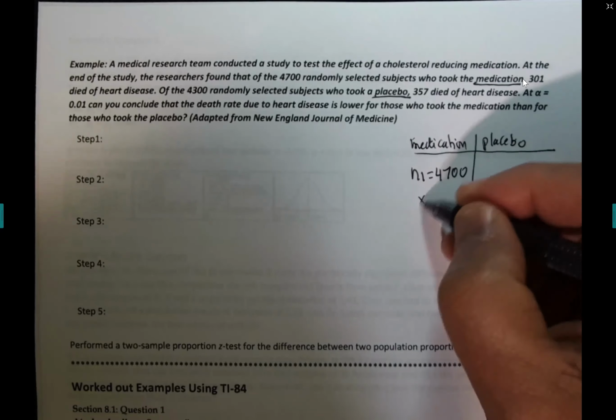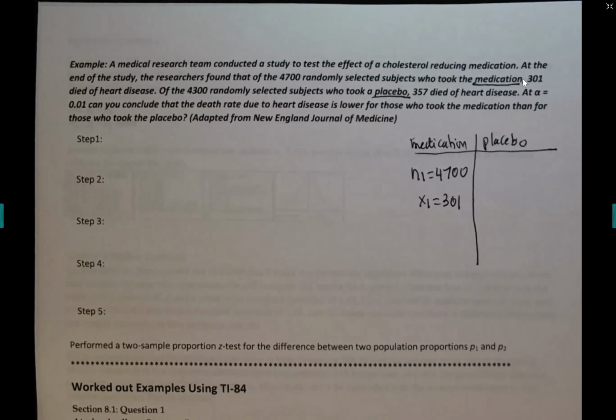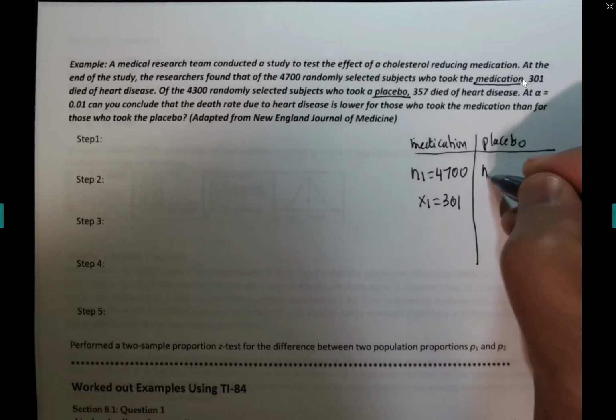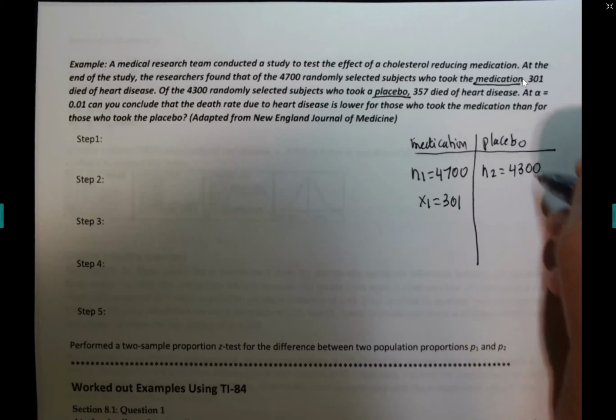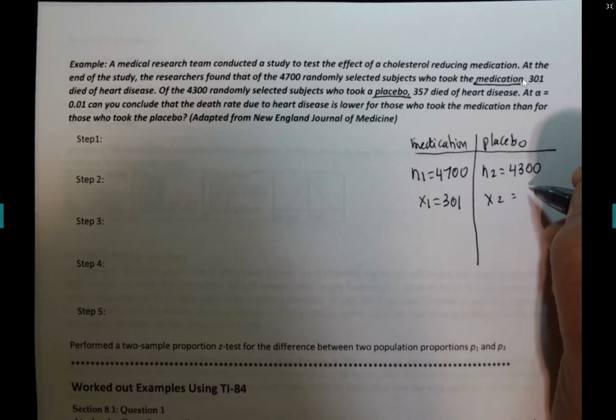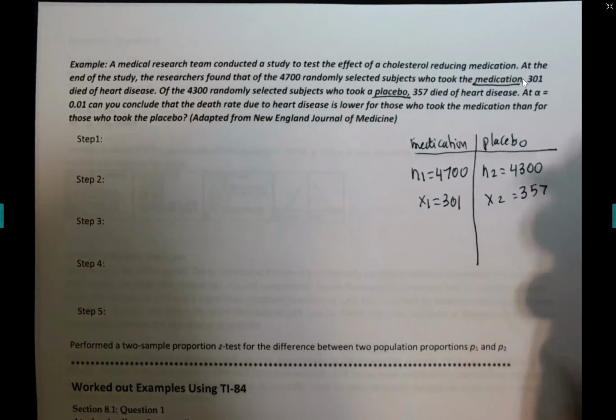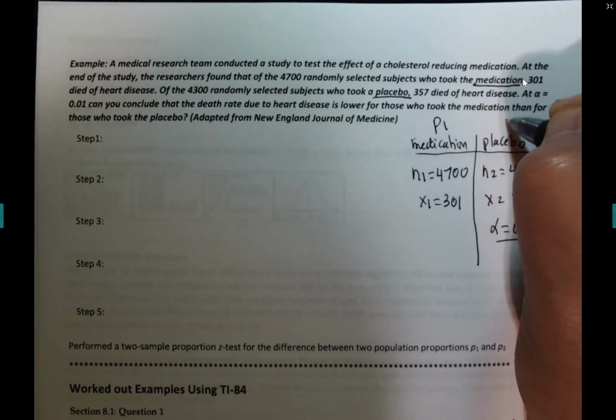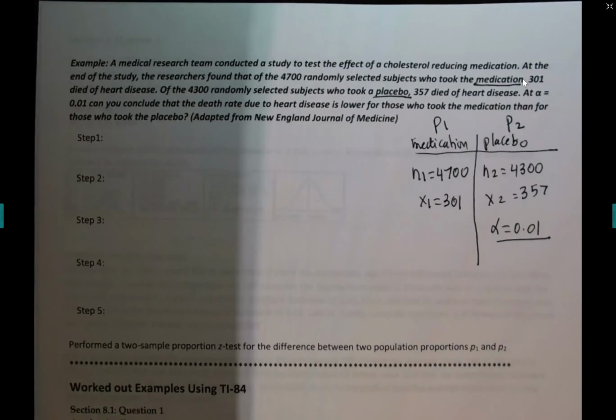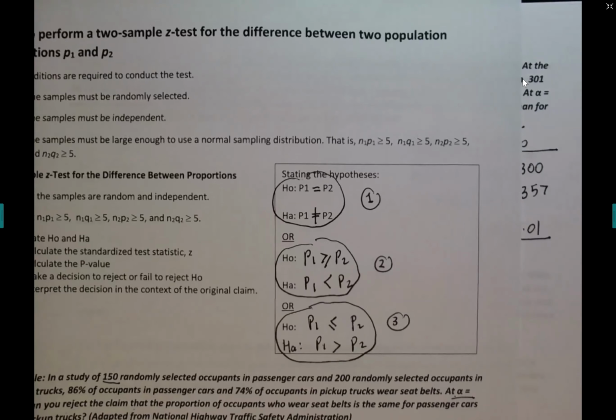301 died of heart disease. That's the number of successes, so x1 is 301. Of the 4,300, that's n2, how many died of heart disease? 357. He says alpha equals 0.01; you see, in the medical field, alpha goes low. That's 1%. Can you conclude that the death rate due to heart disease is lower for those who took the medication than those who took the placebo? So the medication is going to be p1 and placebo is p2. And which one is the alternative going to be: first, second, or third?